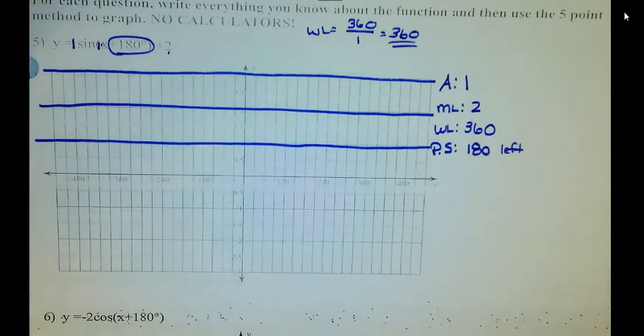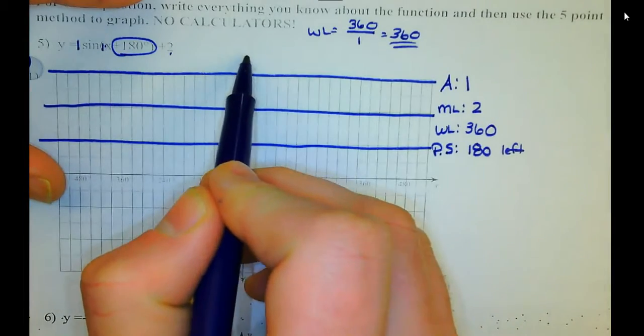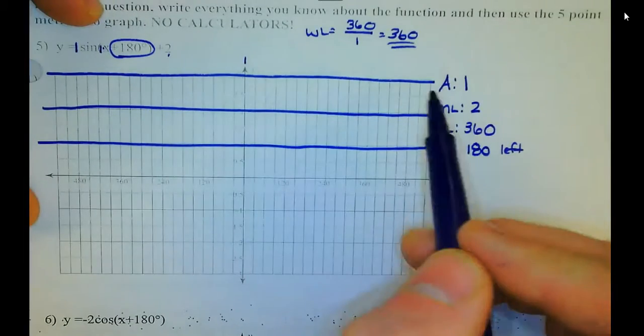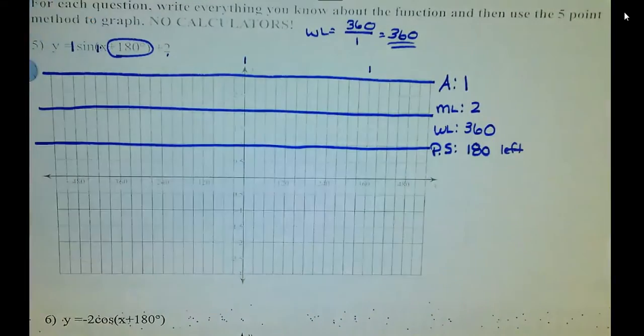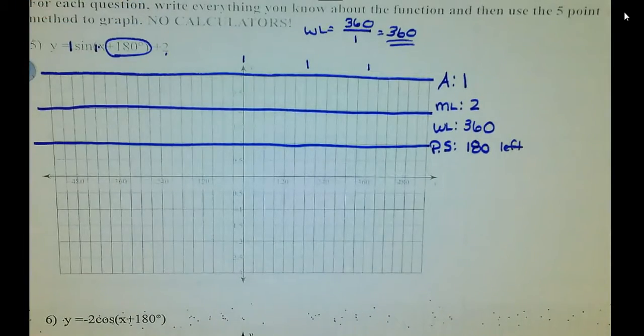So now what I want to do, every time I do these with the phase shift, I want to outline where would I draw my 3 vertical lines if the phase shift wasn't there. So if that was the case, if this 180 was not here, I would have a starting line at 0. I would have an end of my wave at 360, and then right here in the middle at 180, I'd have my middle line. Right?